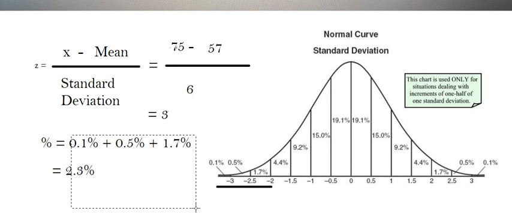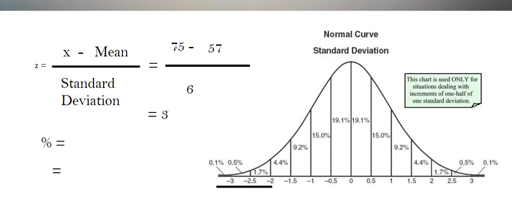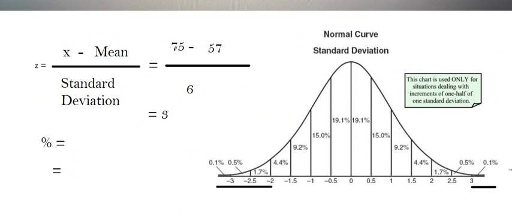So in this situation we will use the number 3 in here, because it lasts longer than 75 months. So from number 3 we go up, and we have only 0.1%, and the answer is about 0.1% for question B.